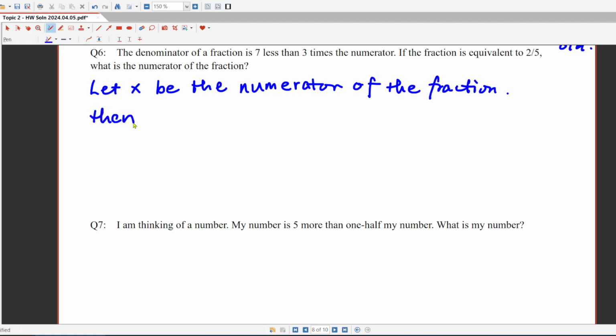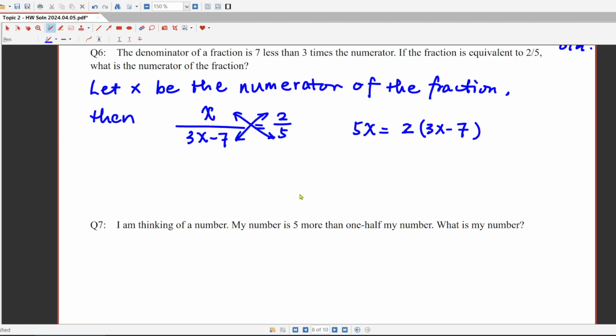Then according to the given information, we have x is the numerator. Denominator is 3 times x and 7 less, right? And this fraction equals 2 over 5. Again, you have an equation in terms of x. So we can solve this equation by using the cross multiplication, right? So this means 5x equals 2 times 3x minus 7.